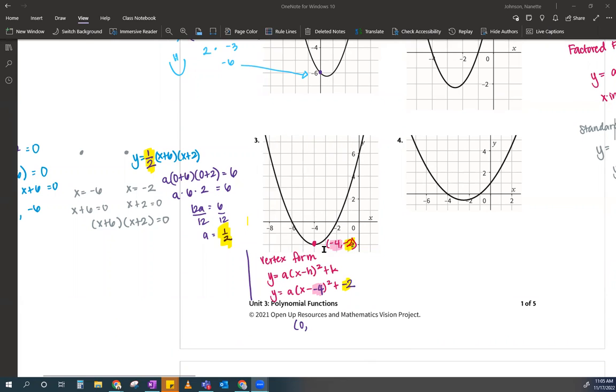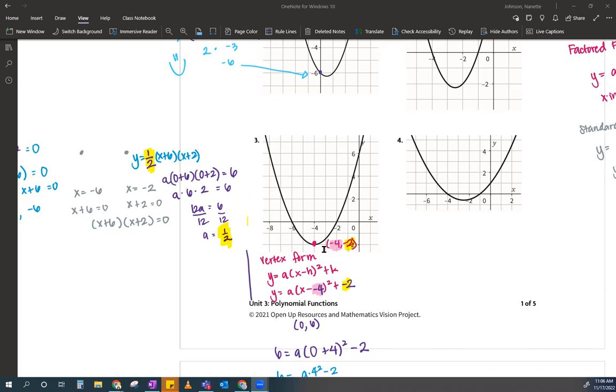So then I get 6 equals 2 a parentheses x plus 4 squared minus 2. But this 0 is actually going to be x, so I'm going to put a 0 here. Then 6 is equal to a times 4 squared minus 2, so that's 16a minus 2. And then I'm just going to solve. So that's 8 equals 16a, which means a equals 1/2.